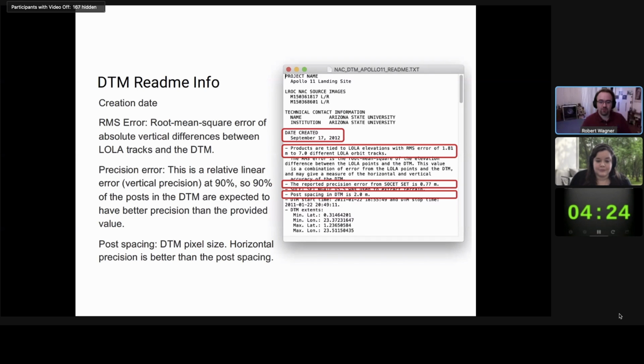A few key things are the creation date, so you can tell whether it's before or after that 2013-ish cutoff. The RMS error is the vertical error relative to LOLA. Precision error is vertical precision, and post spacing is the DTM pixel size. Next slide.